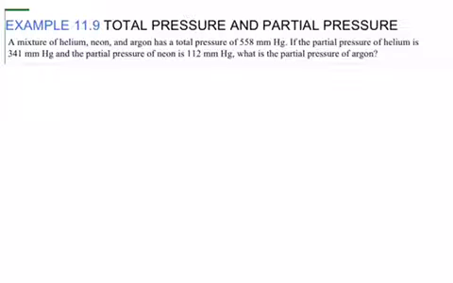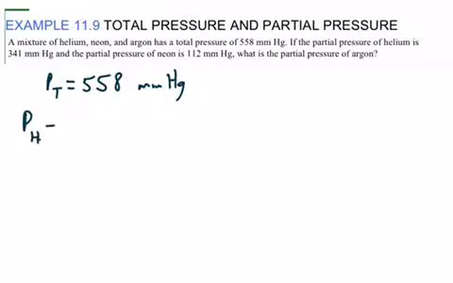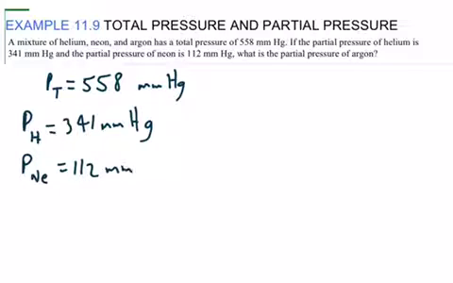According to this, it says a mixture of helium, neon, and argon gas has a total pressure of 558 millimeters of mercury. So they give us the total pressure, and the units are, again, millimeters of mercury. And they tell us that the partial pressure of helium is given at 341, also in millimeters of mercury. And as you continue reading, the partial pressure of neon is also given at 112 millimeters of mercury. They want to know what would be the partial pressure of argon.